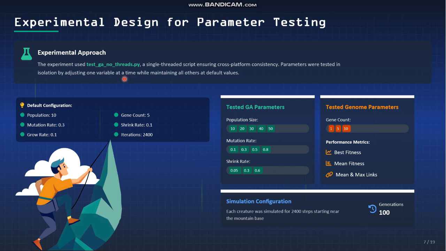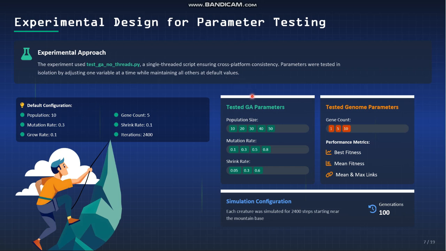To test the different parameters, I have used a script called test_no_threads.py. It runs in a single thread, which helps to keep the results consistent. Here we have the default parameters and the parameters I have tested. When testing each parameter, I only change one at a time, like the mutation rate or the population size, while keeping all the others constant.